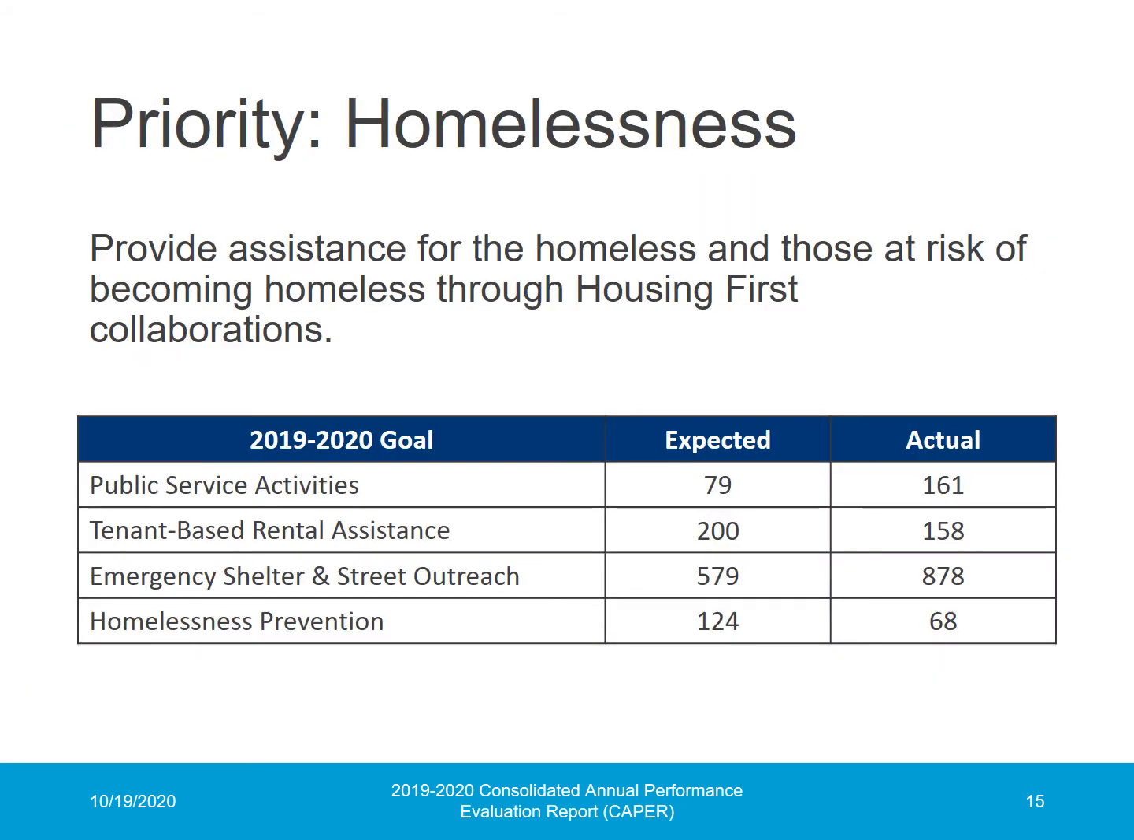Four goals are associated with the city's priority to provide assistance for the homeless and those at risk of becoming homeless through Housing First collaborations. The city's public service and emergency shelter and street outreach activities both benefited more persons than expected, while homelessness prevention and tenant-based rental assistance programs both benefited fewer. We'll go over each of these in more detail in the next slides.